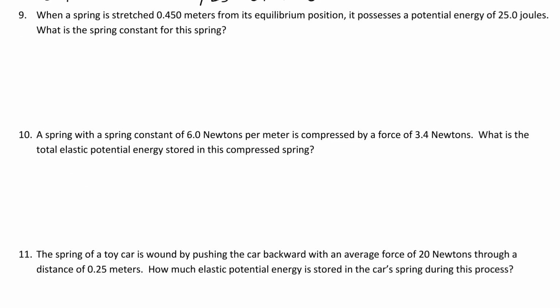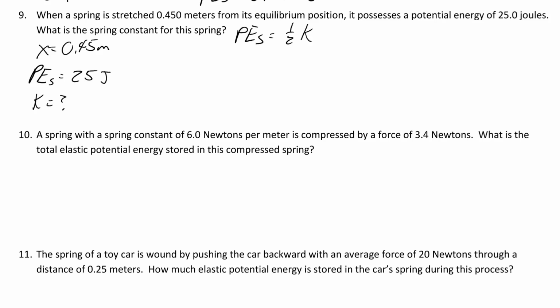Okay, number 9. When a spring is stretched 0.45 meters from its equilibrium position, so x is equal to 0.45 meters, it possesses a potential energy of 25 joules. So the potential energy in the spring is 25 joules. What is the spring constant? So PES is equal to 1/2 kx squared. This is 25 is equal to 1/2 k, which is what we're looking for, times 0.45 squared.